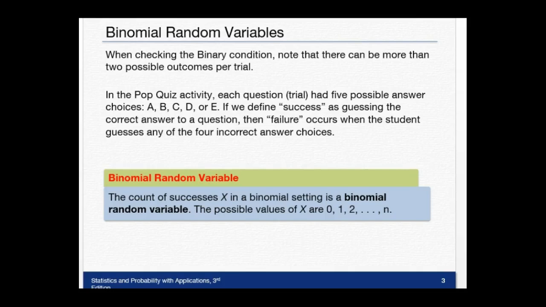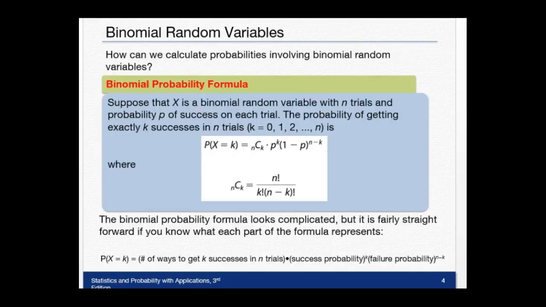A binomial random variable: the count of successes X in a binomial setting is a binomial random variable when the possible values are 0, 1, 2, 3, and up to whatever the number of trials is. If it's a 5-question test, it would go from 0 to 5. 10 trials, it would go 0 to 10. That's how many possible successes we could have. That is the binomial random variable.